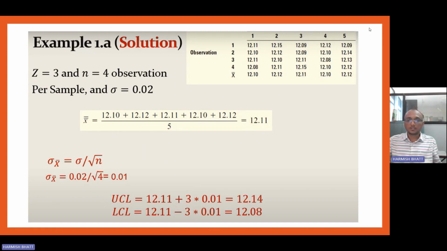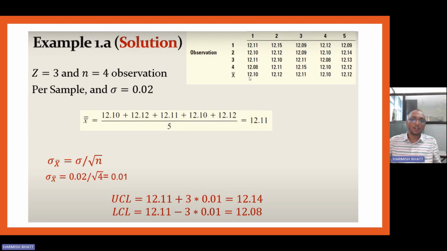Now let us see the solution of it. Over here, z is equal to 3. It means the standard value of z has been given to you, and n is equal to 4 per sample, and sigma is equal to 0.02, that is the standard deviation. We have already found the x bar values for each sample. X bar for sample 1 is 12.10, for sample 2 it is 12.12, for sample 3 it is 12.11, for sample 4 it is 12.10, and for sample 5 it is 12.12. So we are going to calculate the x double bar.